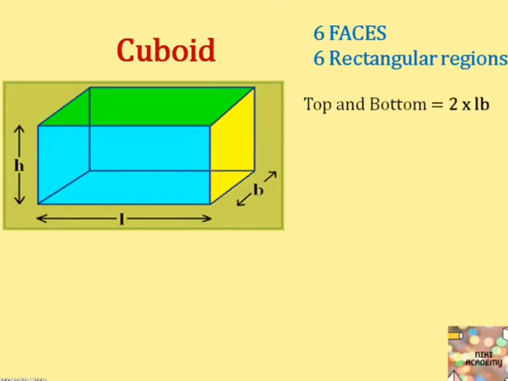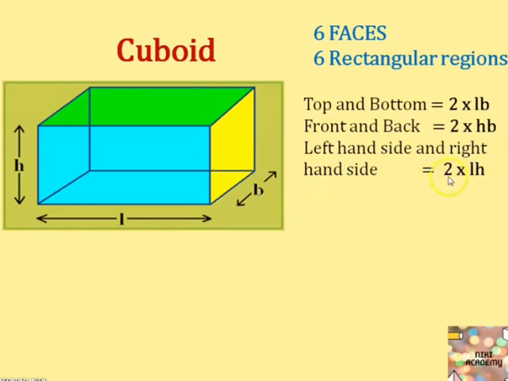So the top and bottom area is equal to 2 into LB, because each face is a rectangle. To find the area of one face, you should use the formula L into B. So for top and bottom, the top is LB and the bottom is LB, so we are writing it as 2 into LB. Similarly, for front and back we are writing 2 into height into breadth, that is, H into B. And the left hand side and right hand side we are writing as 2 into LH. So these six regions, two and two and two, we are going to add to find the surface area.